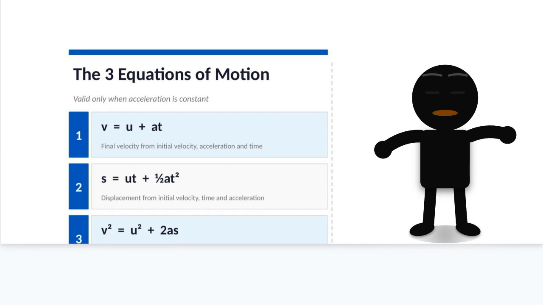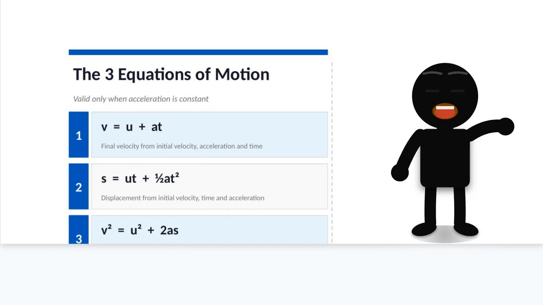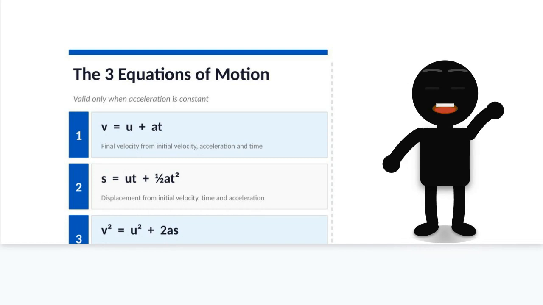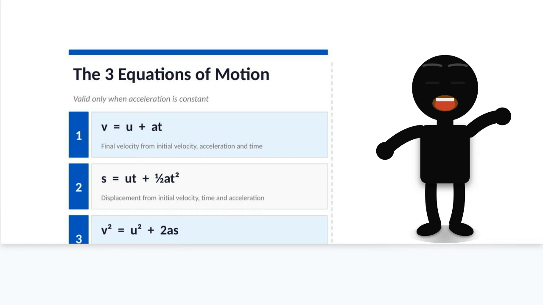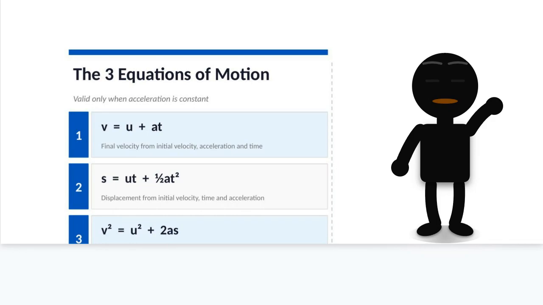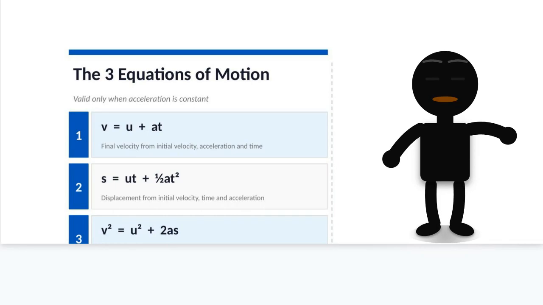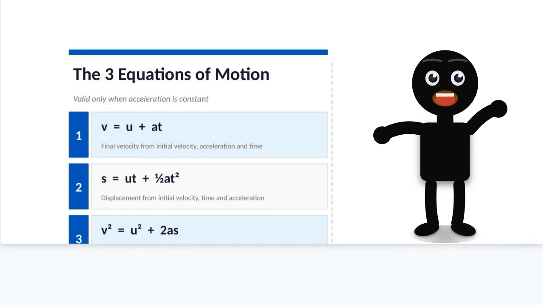The second equation gives you the displacement. It equals initial velocity times time plus half of acceleration times time squared. The half comes from the calculus integration of velocity. The third equation is the most elegant. Final velocity squared equals initial velocity squared plus twice the acceleration times displacement. This one is incredibly useful because it does not involve time at all. Whenever a problem gives you velocity and displacement but no time, this is the equation to use. Together, these three equations can solve any constant acceleration problem.